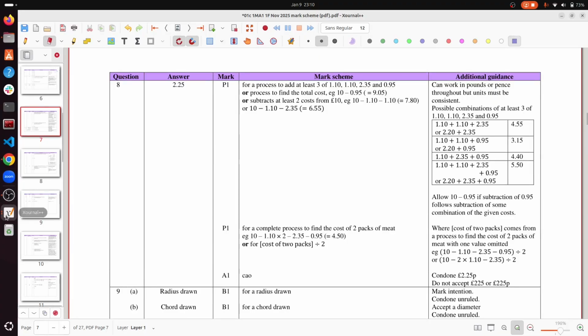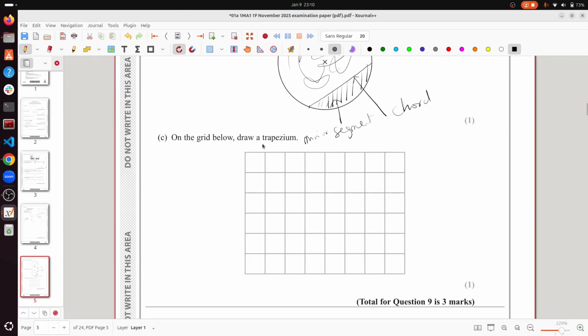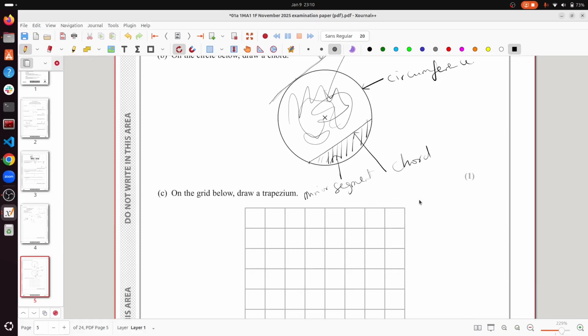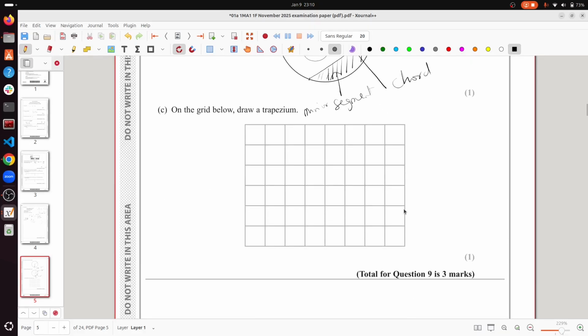And let's go back to our question. On the grid, draw a trapezium. Now, what makes a trapezium a trapezium? A trapezium will have some properties, and one of those properties is it has only 1 pair of parallel sides. So this is a trapezium because it has only 1 pair of parallel sides. I could have drawn it this way. It doesn't really matter, as long as what I draw shows only one pair of parallel sides.